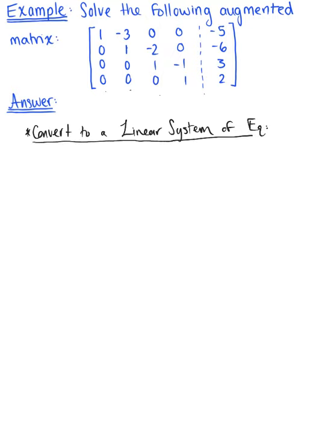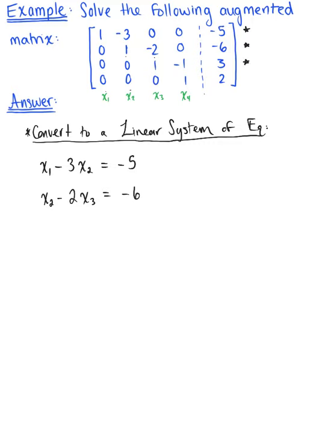So we'll keep in mind here that each one of these columns is representing a variable. So column 1 is x sub 1, column 2 is x sub 2, column 3 is x sub 3, and column 4 is x sub 4. So looking at equation 1, we see that we have x sub 1 minus 3 times x sub 2, and this is equal to negative 5. Looking at equation 2, we only have the x sub 2 and x sub 3 terms. So this will be x sub 2 minus 2 times x sub 3 is equal to negative 6.